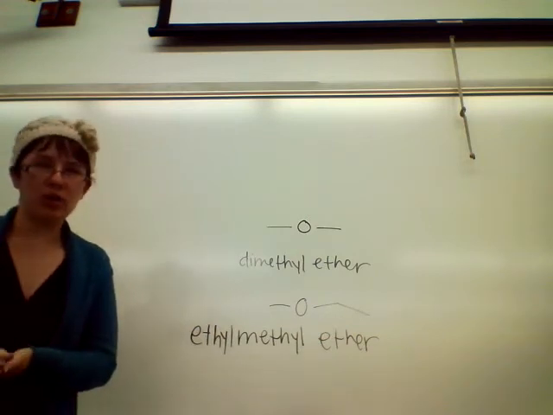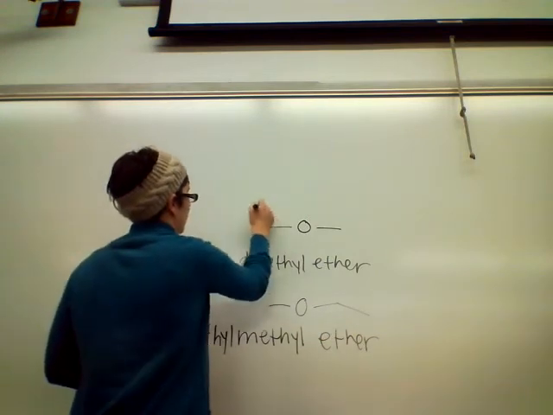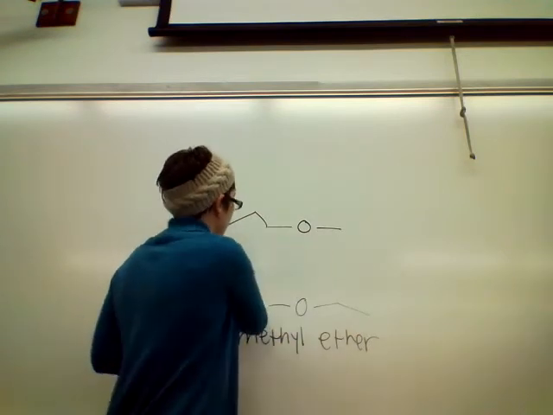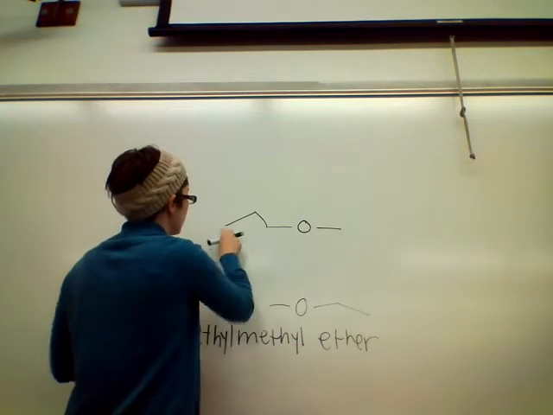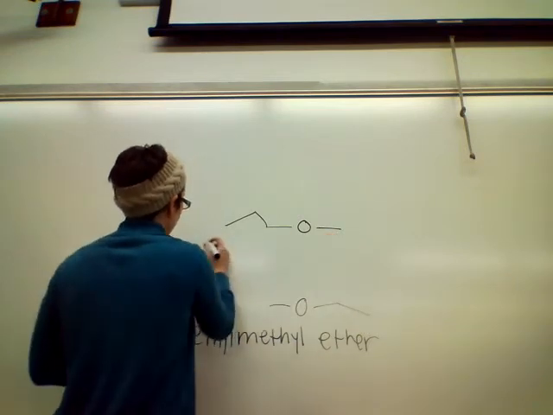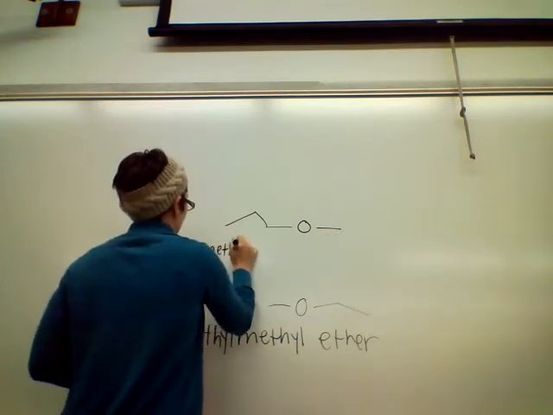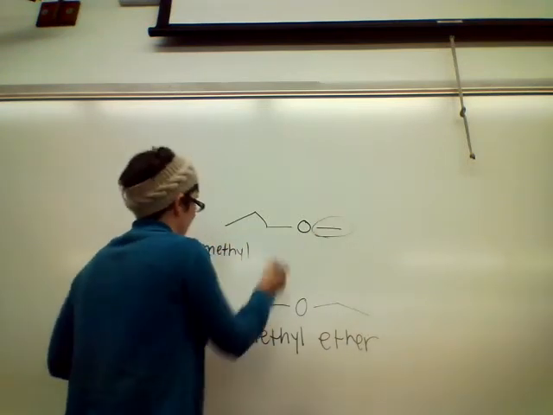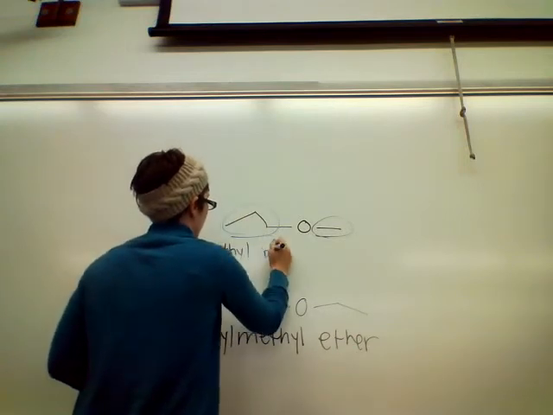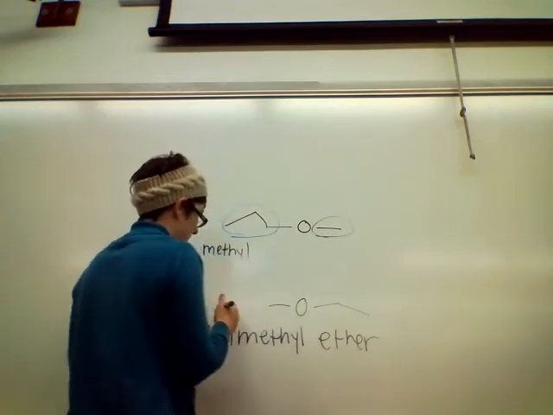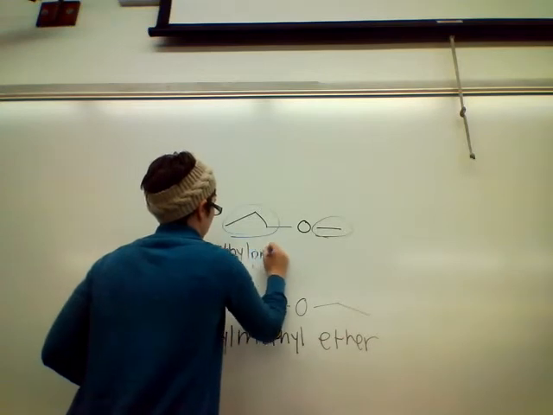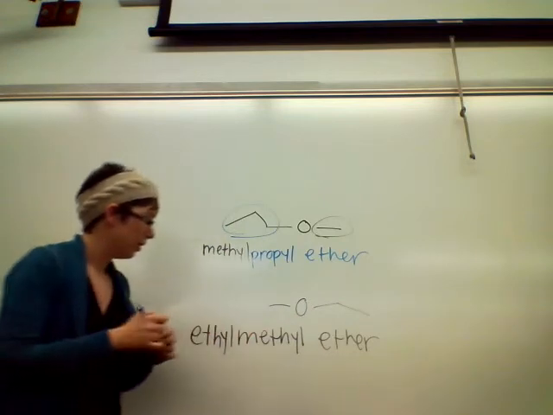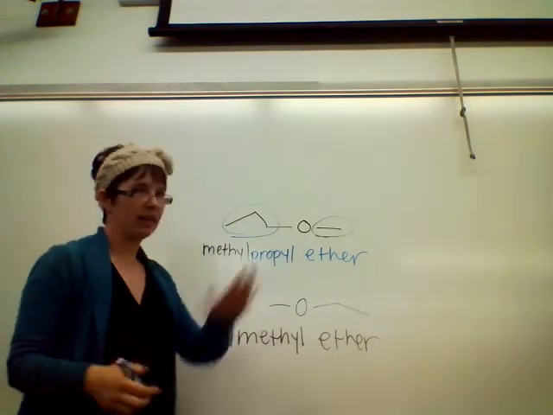They don't really get too much more complicated than this. If we name this guy up here, what would this be? This has 1, 2, 3, and this just has 1. So this would be methyl because of this guy. And this group here is a propyl. And it's ether. So you shove the two words together, and then you tack ether at the end.